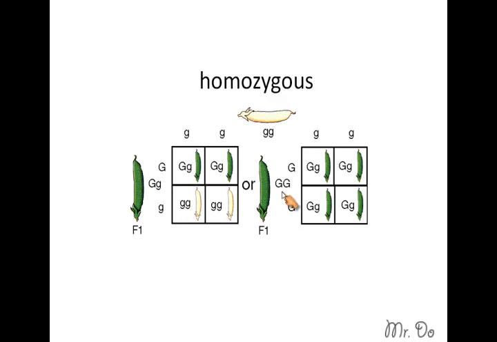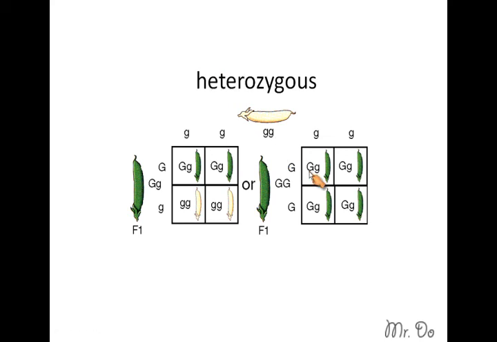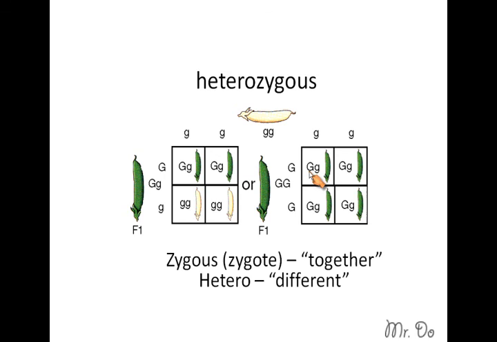When you have two letters that are the same, two alleles that are the same, it's called homozygous. The word zygous is from the word zygote, which means together, and homo means the same. So when they are together and the same, they are homozygous. This one is also homozygous. This one is not homozygous. This is a homozygous dominant. This is a homozygous recessive. Let's figure out what this one is. This is called heterozygous. Hetero means different. They are together, but they are different.